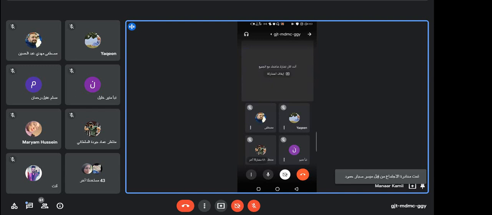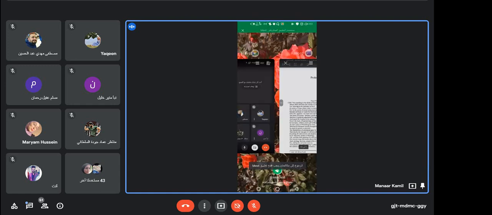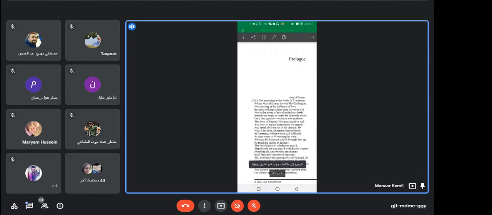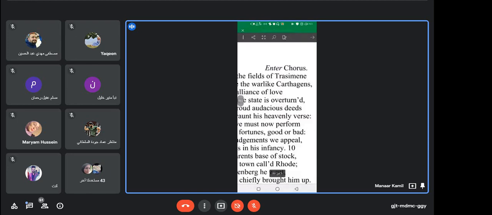This is the characters, clear. Then the beginning is with the prologue. I told you that there is a prologue, there is body, and there is epilogue. The prologue is the introduction. It is represented by the chorus.